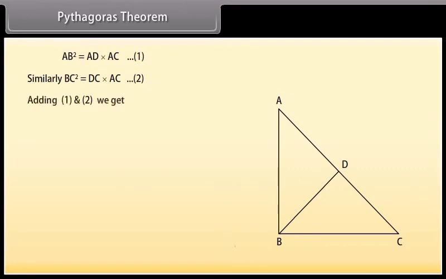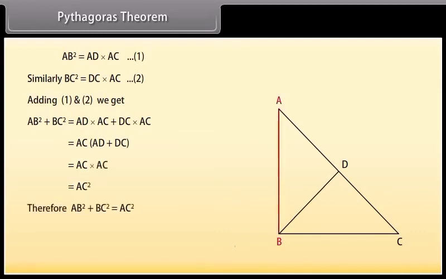By adding 1 and 2 we get AB square plus BC square equals AD into AC plus DC into AC, which equals AC into AD plus DC, AC into AC, AC square. Therefore, AB square plus BC square equals AC square. Hence proved.